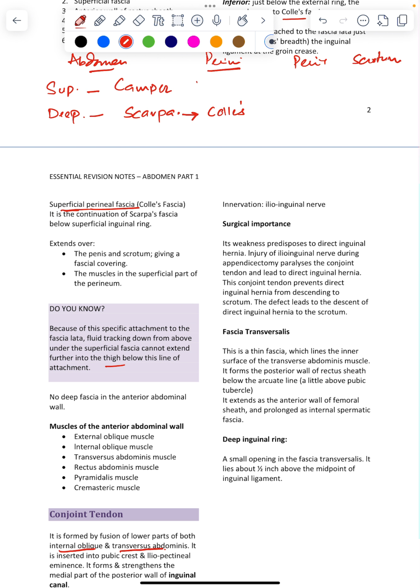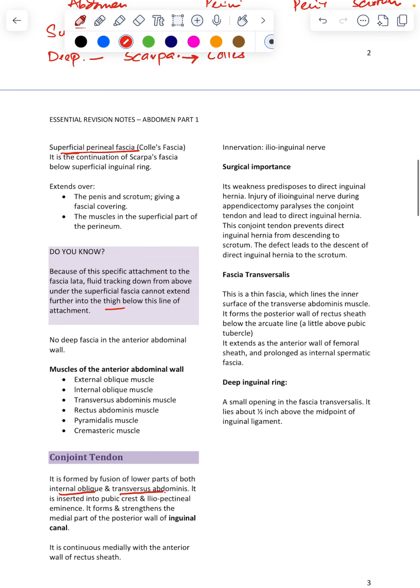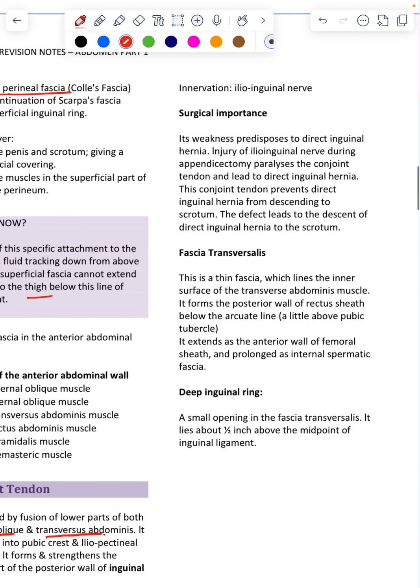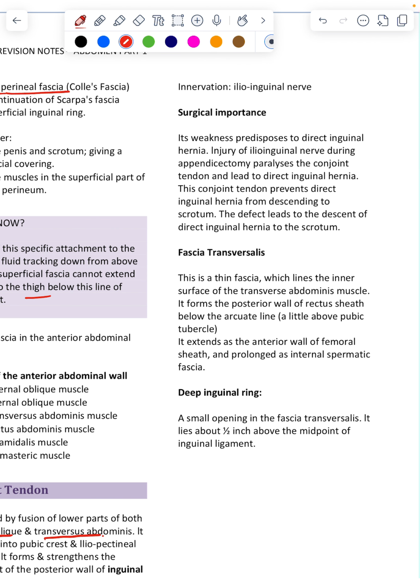Innervation is by the ilioinguinal nerve. Surgical weakness predisposes to indirect inguinal hernia. Injury to the ilioinguinal nerve during appendicectomy causes paralysis of the conjoint tendon. So the conjoint tendon prevents a direct hernia from descending to the scrotum. Fascia transversalis is a thin fascia which lies on the inner surface of the transversus abdominis muscle. It forms the posterior wall of the rectus sheath. The arcuate line: this is fascia transversalis, the posterior wall of the rectus sheath.